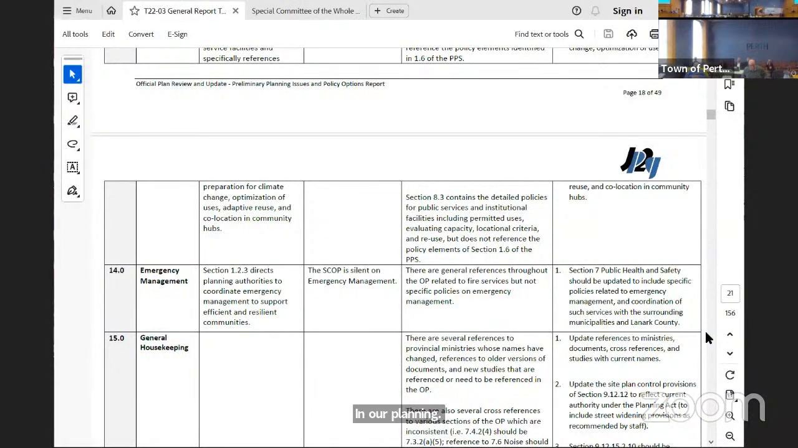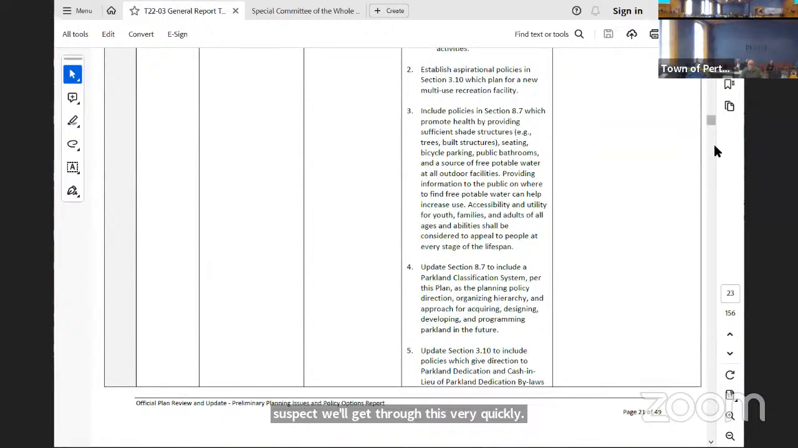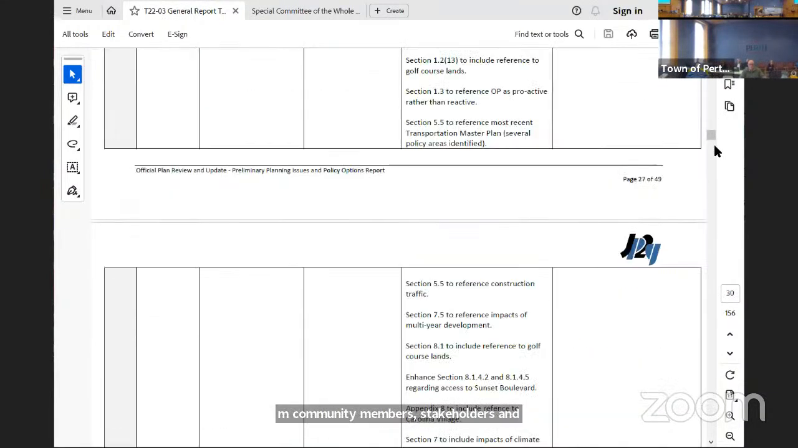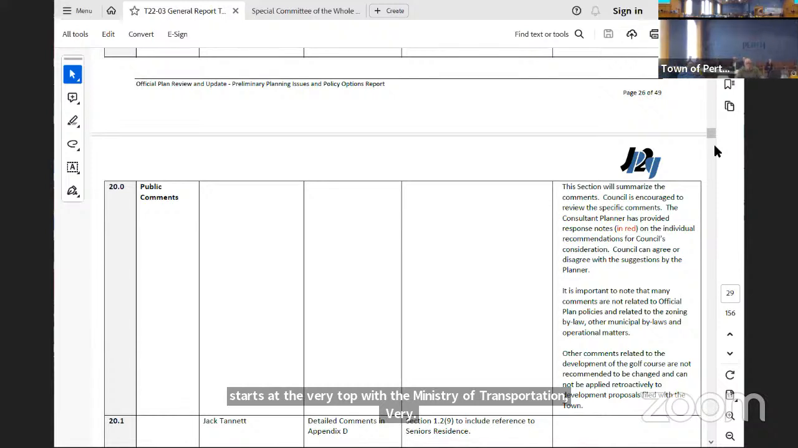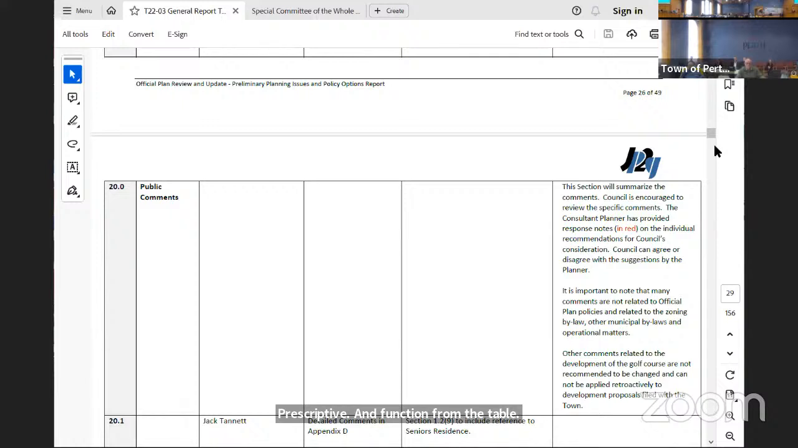Okay. Thank you very much. So I'm just looking at our time, and actually we're right on time as to what I was anticipating. I was hoping to have everyone out of here by 4. That's my goal. But I certainly, by no shape or form, want to leave any information unturned. So we'll go to our third section, which is the last section, and we've already touched on some of this, so I suspect we'll get through this very quickly. It includes all the comments that were received in writing from community members, stakeholders and groups, and that starts at the very top with the Ministry of Transportation right down to the final document, very descriptive document and information from the table, and a lot of thought put into that.